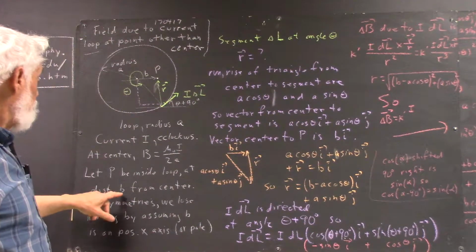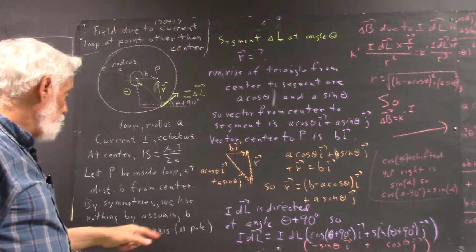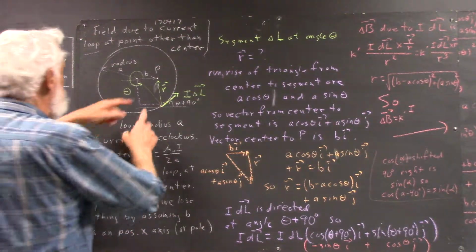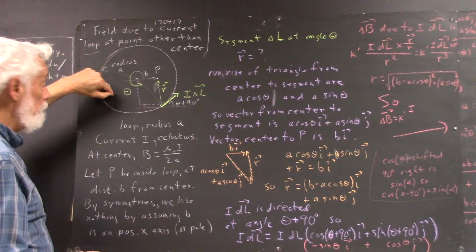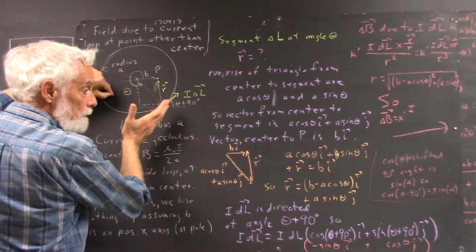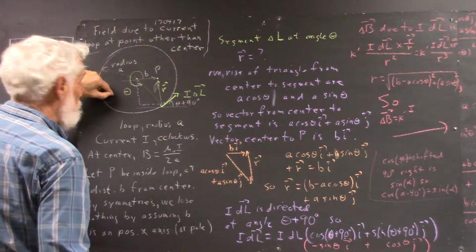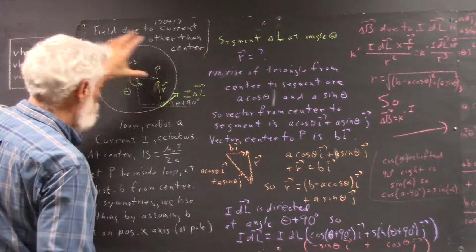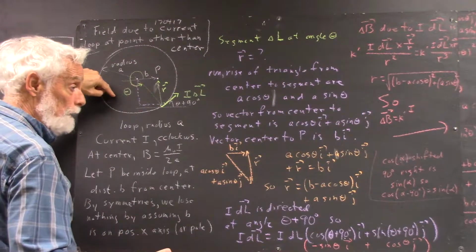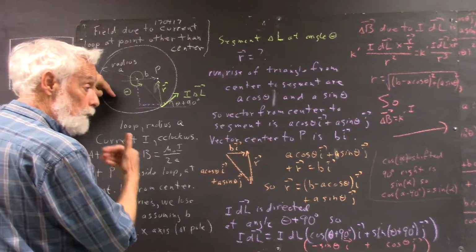Okay, now, I'm going to just say that by symmetry, we lose nothing if we assume that b is on the positive x-axis. And the symmetry argument is simple. If you have a point here at distance b from the center, well, every segment, the I delta L of every segment crossed with the r vector is still going to be out of the board. So the field is out of the board, and it doesn't matter where it is. Okay, and the magnitude of the field really depends only on how far it is from the center.